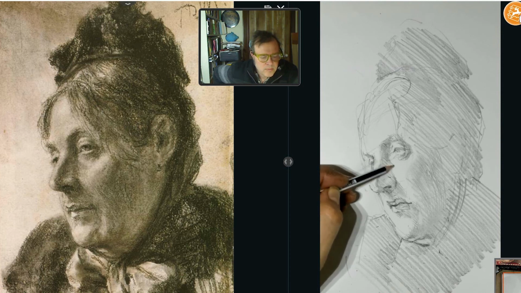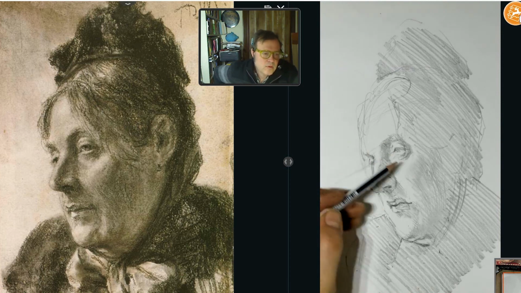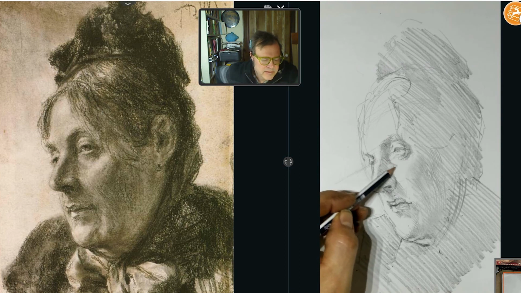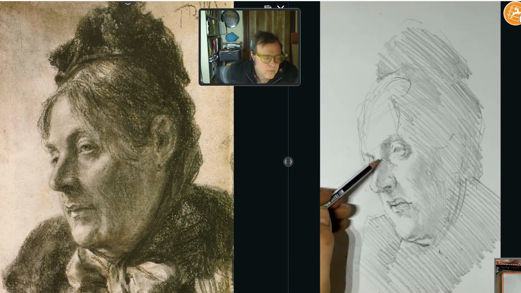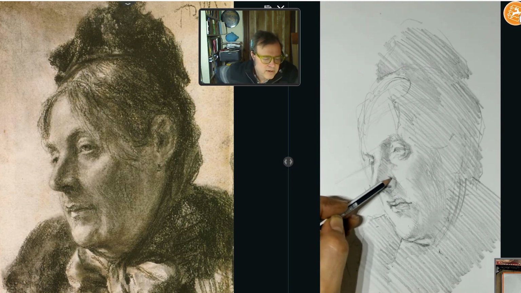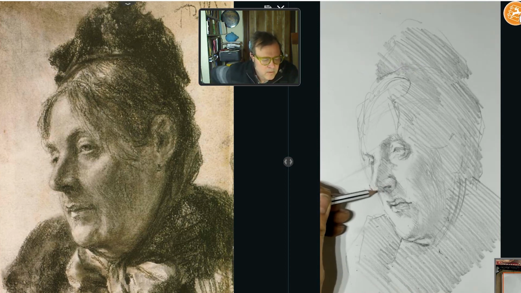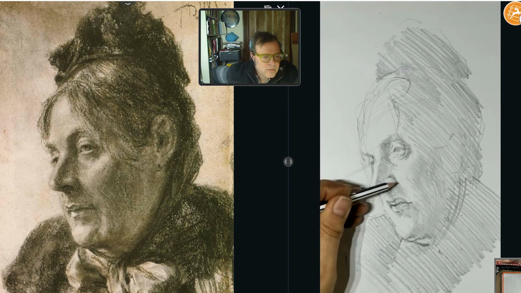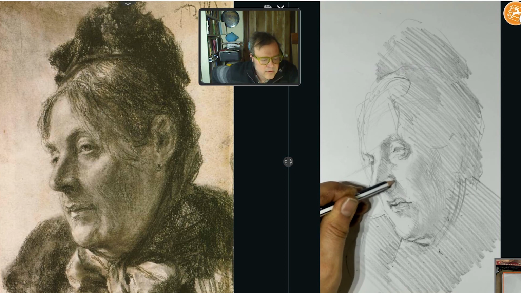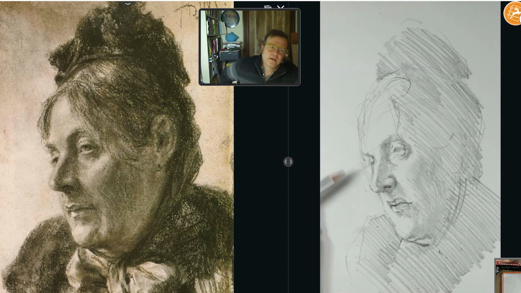Even though I am trying to follow some of Menzel's lines, this is what we'd call a free copy and not a close copy, because I'm not attempting to create something that could pass for the original, something like a forgery. I'm just sort of trying to learn from his drawing.